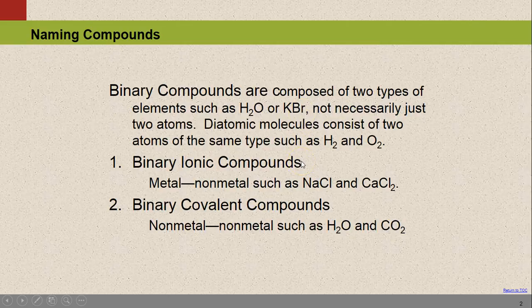Diatomic molecules consist of two atoms of the same type, such as hydrogen or oxygen. These two molecules exist only in pairs. So there are two types of binary compounds. They're either ionic compounds, which means it's a metal bonded with a nonmetal through an ionic bond, such as NaCl or CaCl2, or binary covalent compounds, which means they are a nonmetal and a nonmetal bonded together with a covalent bond, such as water or carbon dioxide.